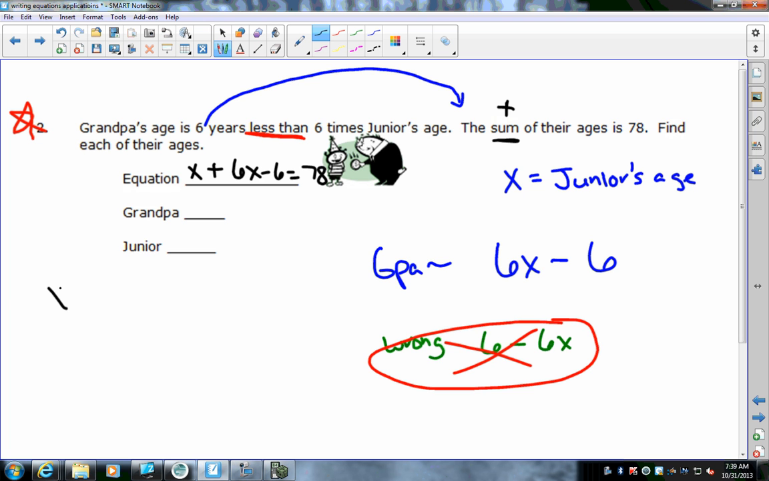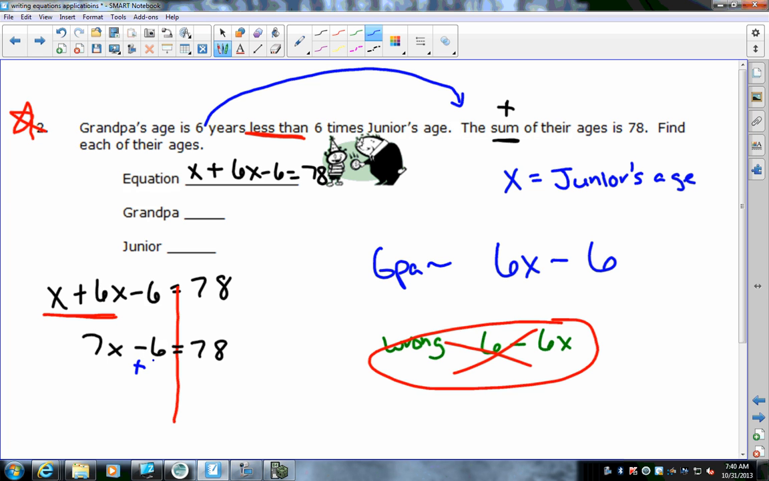So I'm going to bring my equation down here, and we need to solve. I'm going to draw my line right here. On the left-hand side, I'm going to put my x's together. 6x and 1x is 7x minus 6 equals 78. I am going to add 6 to each side. 7x equals 84. Divide by 7.